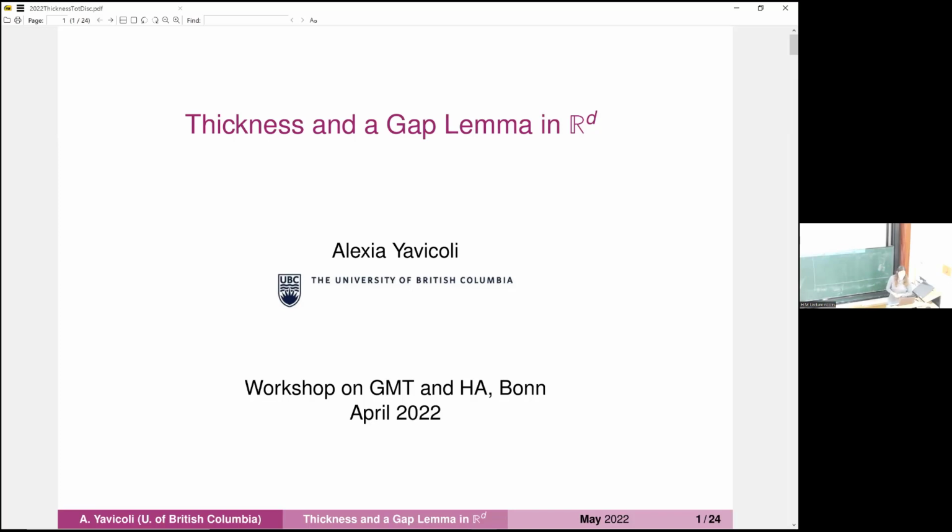Okay, I'm going to talk about thickness and a gap lemma in R^D. Well, thickness was at the beginning defined in the real line. That's a notion of size of a set. And the gap lemma is a result that under certain conditions, depending on the thickness, can ensure that two compact sets intersect.